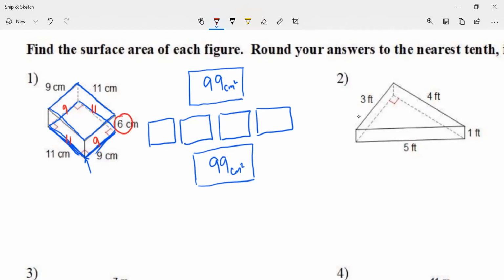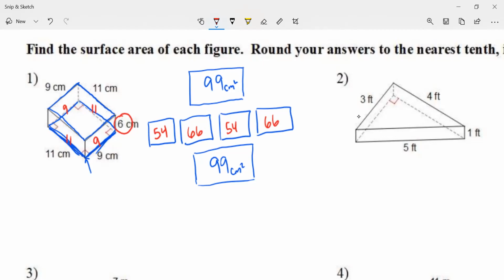Okay, so I'm going to multiply the height of the prism, 6, times each side of the base. So I'm going to go 6 times 9, 6 times 11, 6 times 9, and 6 times 11. That's how I create each of my rectangles.